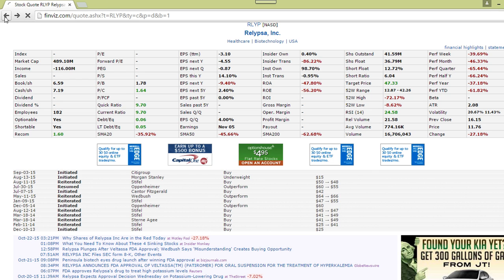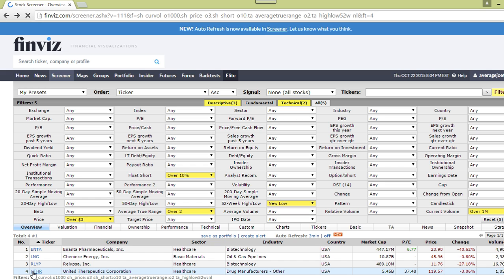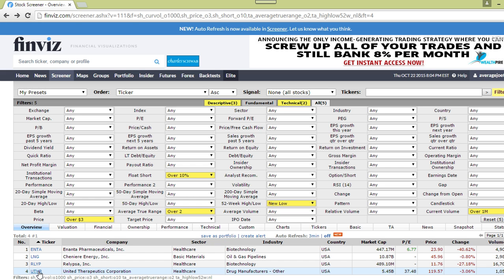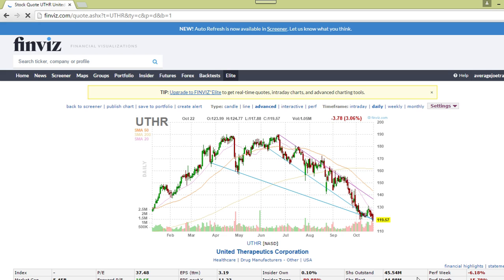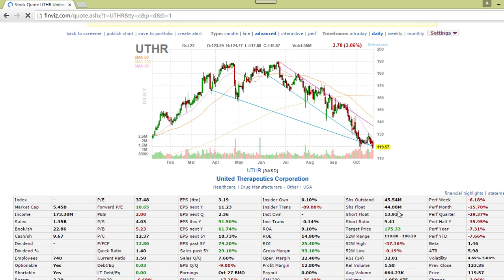So let's go back. Let's look at, I think I have one more on here. UTHR. This is another high dollar ticker. Has almost a $6 average true range. On the floats where I want it. I don't really like the volume, so I probably won't put it on. It didn't even trade twice its average daily volume, so this isn't going to make the cut.